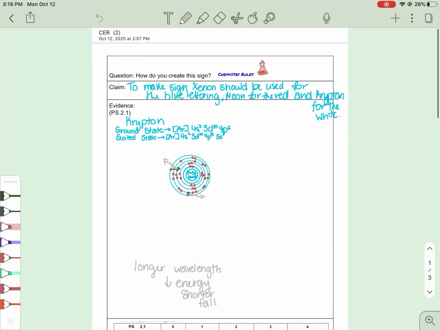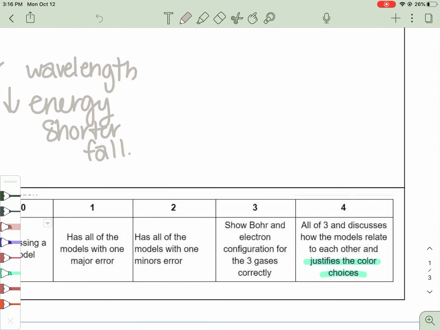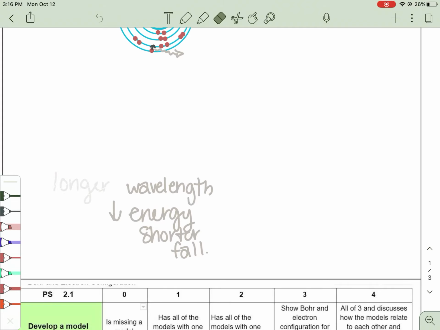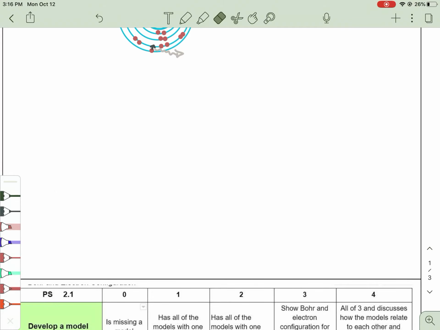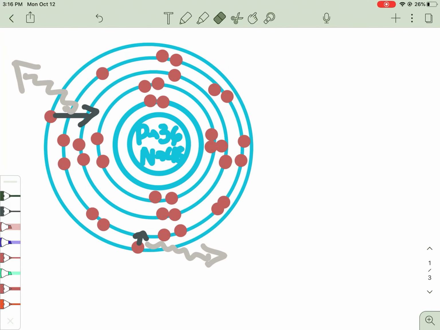So the evidence standard here is where we use 2.1, okay? So show the Bohr model and the electron configuration for the 3 gases correctly, okay? So, my lovely humans, some of us gave me Bohr models, but we didn't actually show what was happening, okay? So I have attached, I drew the Bohr model for krypton before this, okay? So I went on my periodic table, I looked at krypton, first ring holds 2 electrons, second ring holds 8, all right? And then when you go into the d orbital, you're gonna hold 18, 2 from the s, 10 from the d, and 6 from the p.